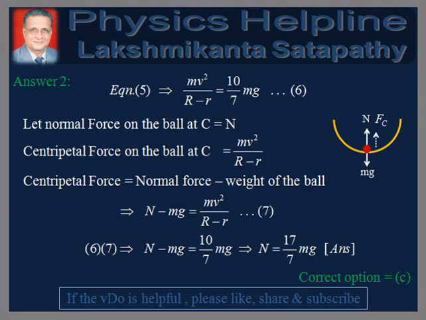Therefore, from equations 6 and 7, we get N minus mg is equal to 10 by 7 into mg, which implies N is equal to 17 by 7 mg, which is the answer to question 2. Therefore, the correct option is C. This completes the answer to the question.